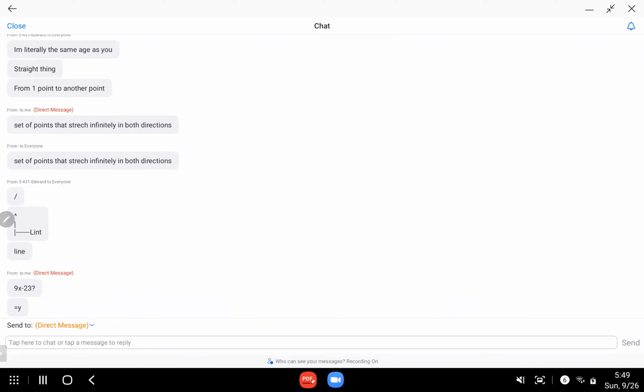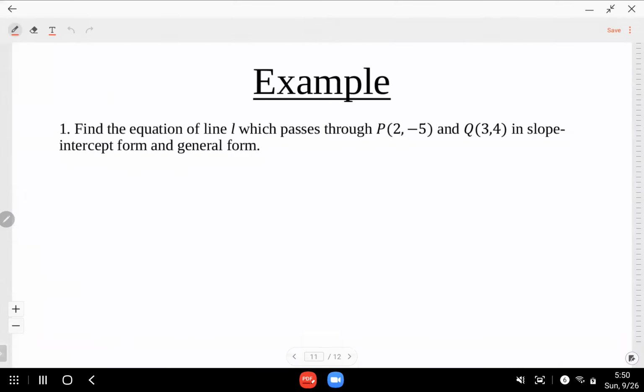All right, so we have a problem here, don't we? Well, you did get it correct, kind of. The slope-intercept form would be y equals 9x minus 23, and then you can also derive the general form after that. So what we need to do here is find the slope first, right? We're given 2 points. Bam, slope.